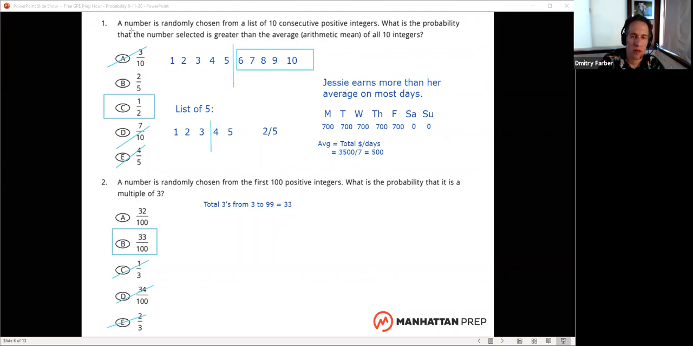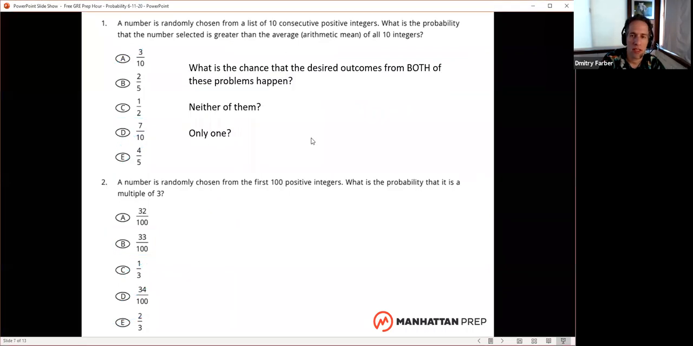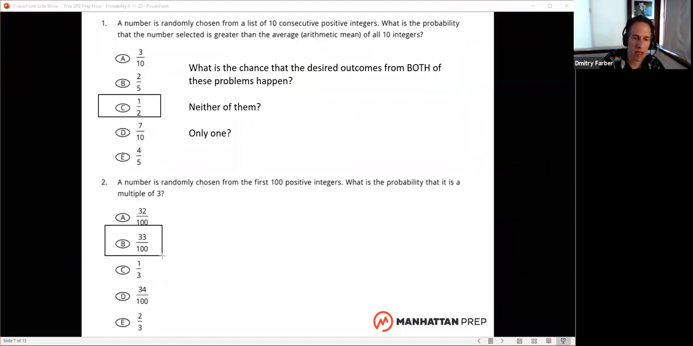Okay. Let's build a little more. So when we think about combining, the next question would be to ask, what are the chances of both or neither or one, but we don't specify which one of these two outcomes happening? So if we know this chance is a half, and we know this chance is 33 out of 100, right? So what's the chance that both things happen? Let's say, first I pick a number and I want it to be greater than average. And then I pick a number from this other set and I want it to be a multiple of 3. What's the chance that both of those things happen?